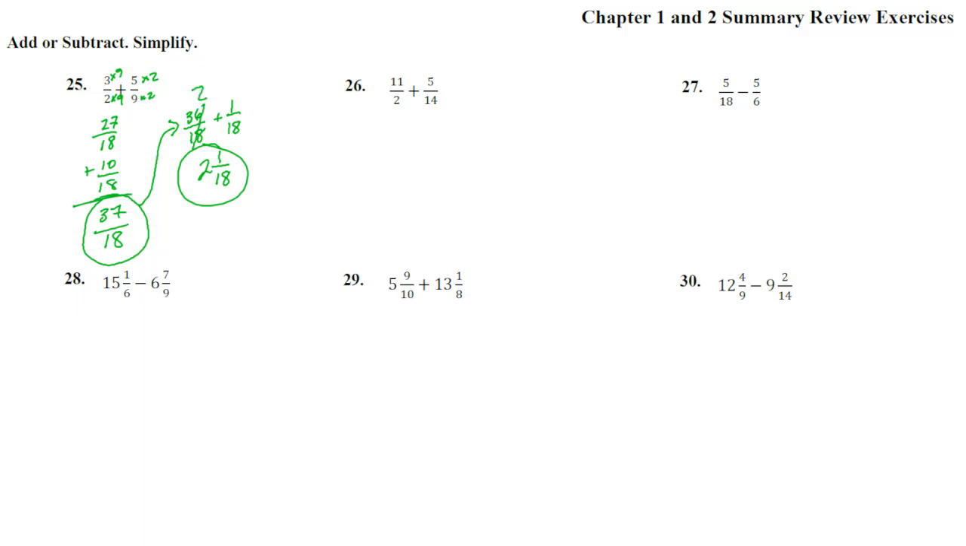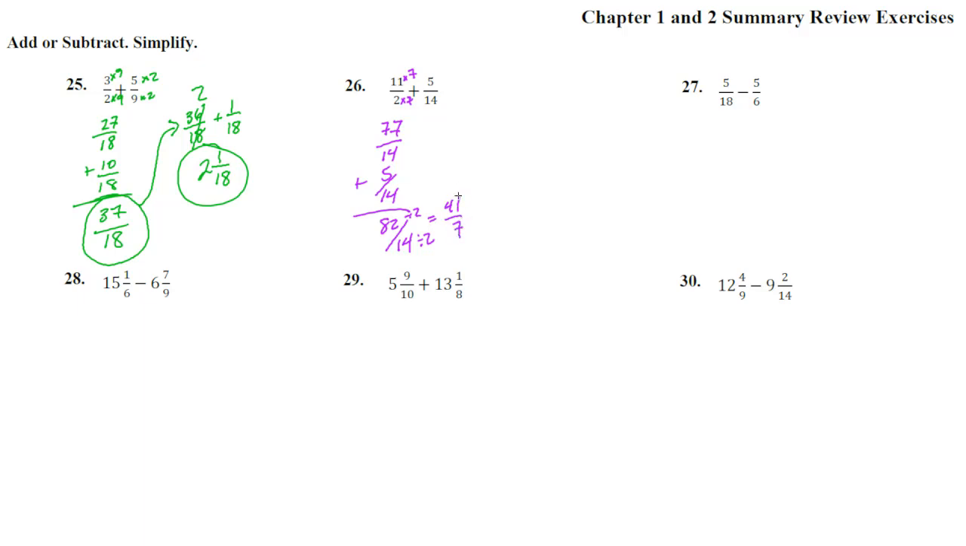All right, number 26. Let me see. 2 does go into 14. So if we just times by 7, we get 77 fourteenths plus 5 fourteenths. That's 82 fourteenths. This one can simplify. Divide by 2, and we get equals 41 sevenths.